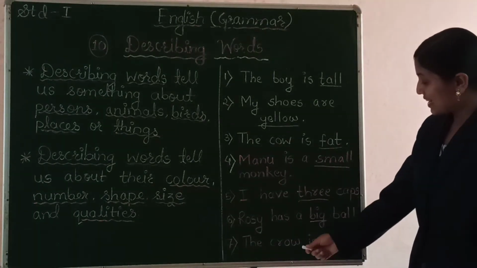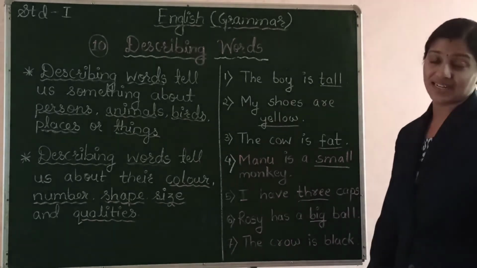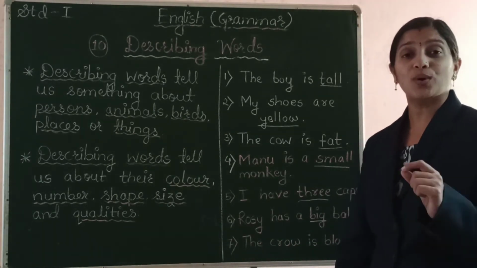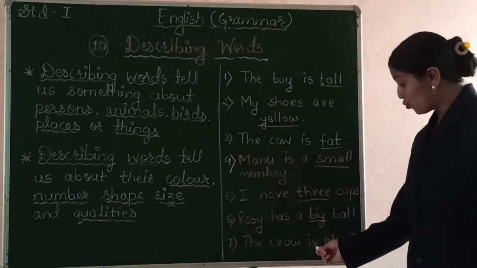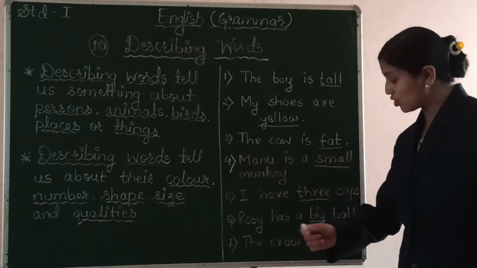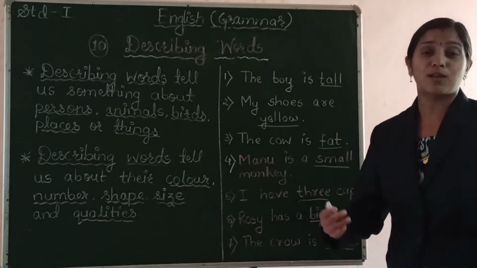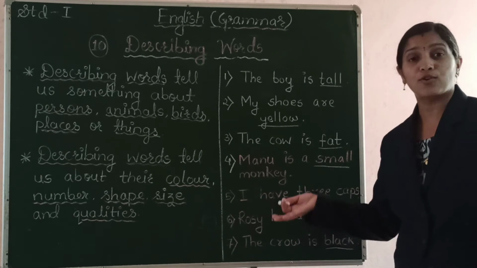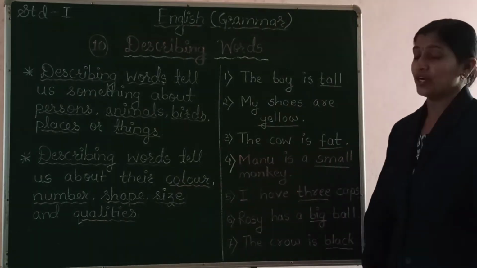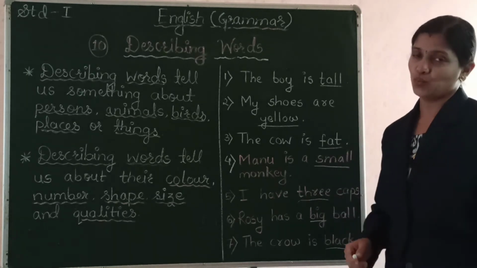The next and the last sentence. The crow is black. How is the crow? The crow is black. So the word black is describing the color of the crow. The word black is giving us information about the color of the crow, and so black is a describing word.